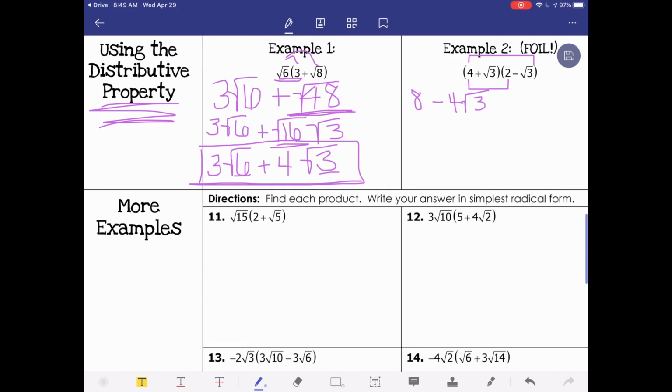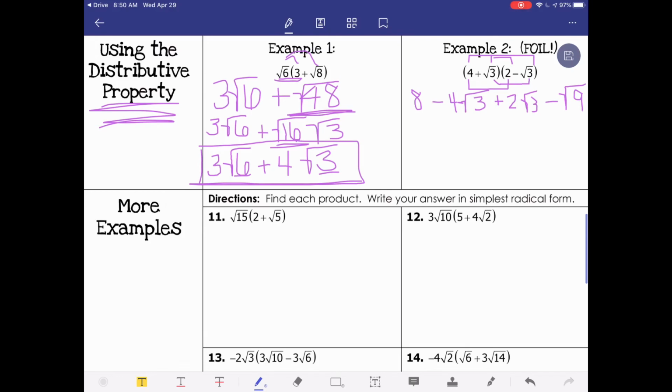Then I'm doing my inner, so radical 3 and 2. 2 times radical 3, again, coefficients. 2 times 1 is positive 2. And then radical 3, I have no radical in my second one, so it's just going to be radical 3. And then my last term, so I have radical 3 times negative radical 3. So multiplying the coefficients first, I have positive 1 times negative 1, so minus. And then inside my radical, I'm multiplying next. So I have 3 times 3, which is going to give me 9.